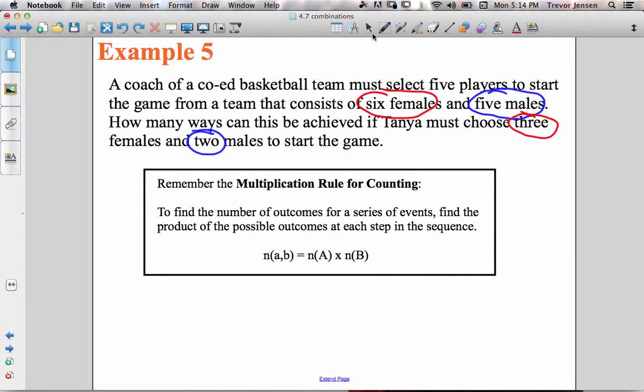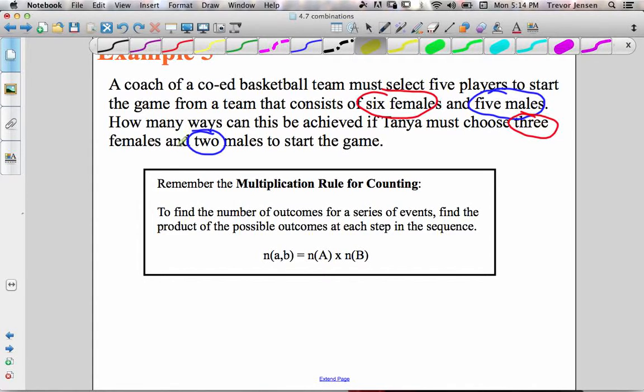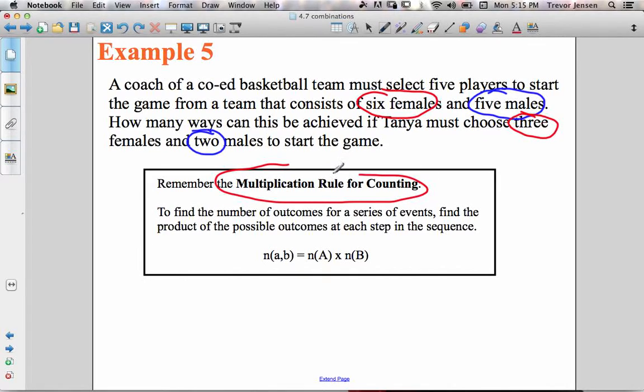So, we have to choose 5 people in total, 2 of which are males, 3 of which are females. If I want to figure out how many ways that can be done, remember the multiplication rule for counting. Whenever you say the word "and," when you're thinking to yourself, this word "and" is important. Whenever you think "and," think multiply.